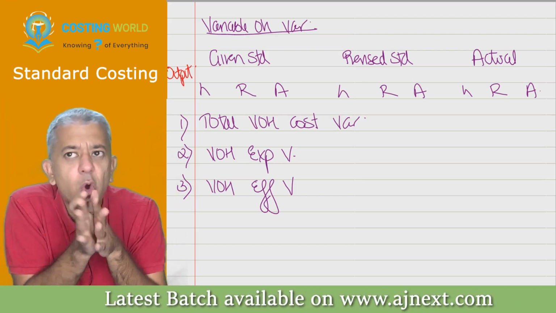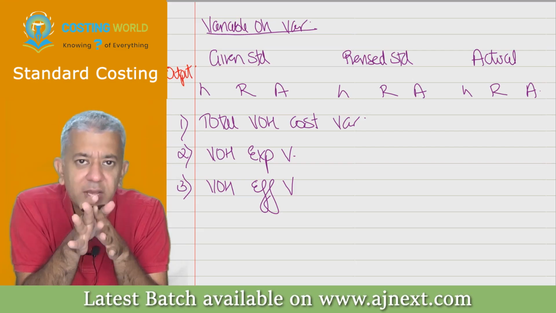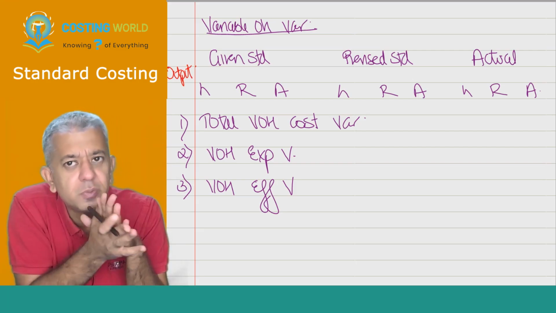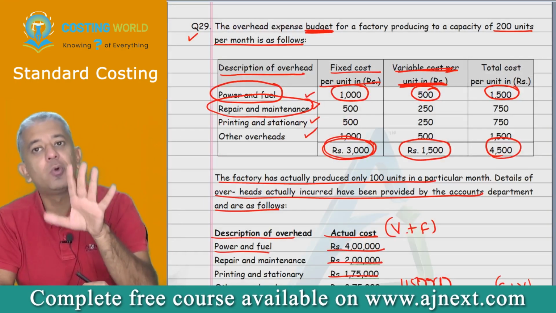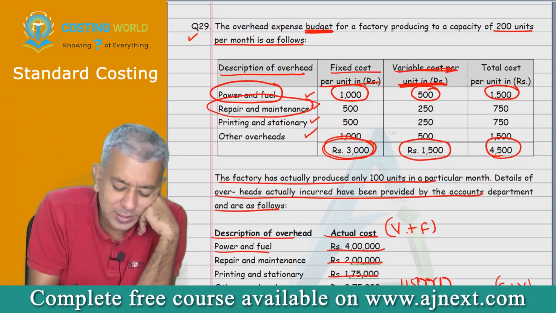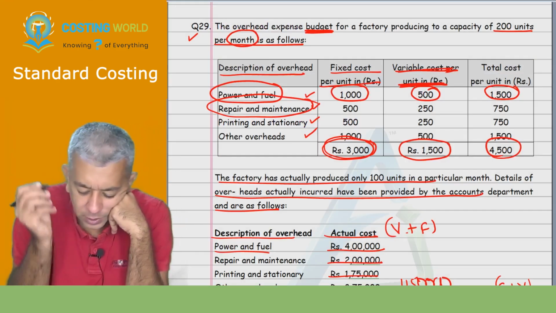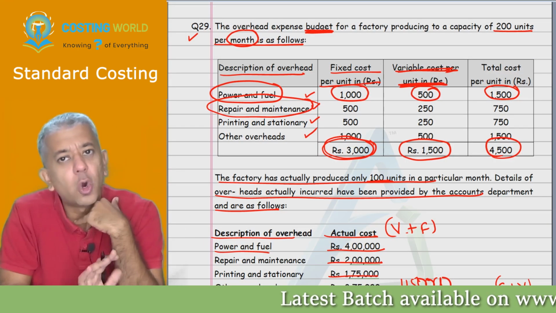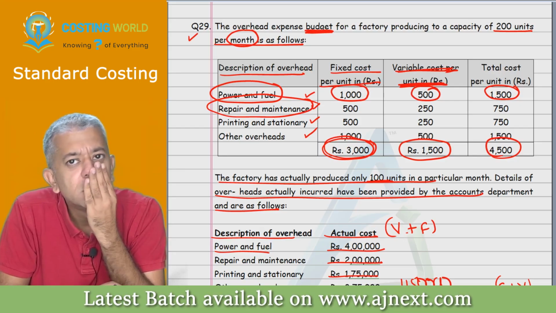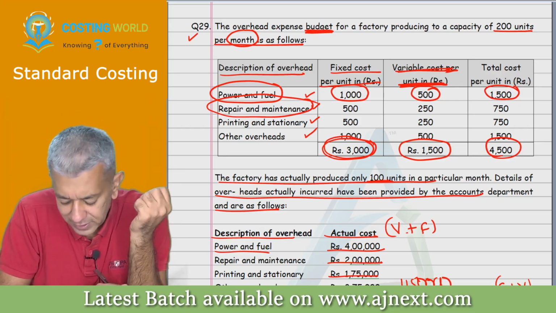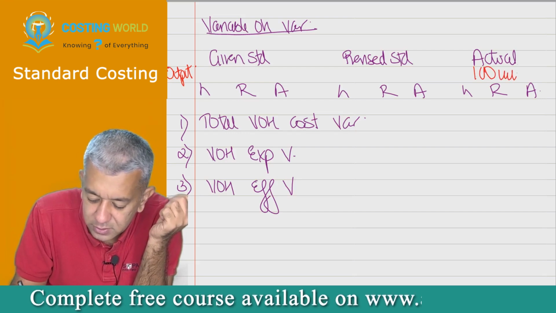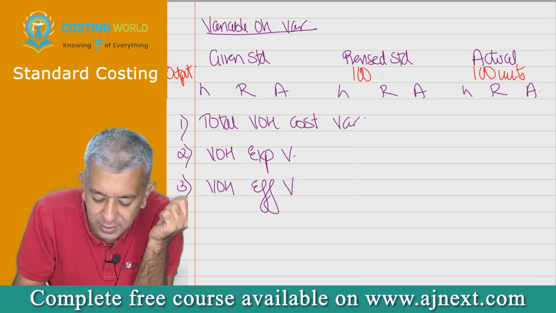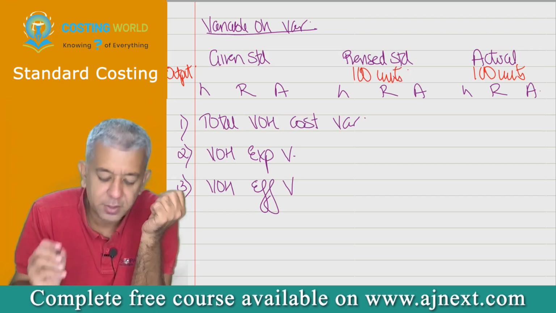Can we say we always prepare revised standard for actual output, no? Yes, sir. You all read the question and tell me what was the actual output in this entire month. I guess this is the data for a month. 100 units. Tell me how much I thought I will produce. 200. But we always prepare revised standard for actual output. So therefore, actual output was 100 units. Hence, revised standard will also be prepared for 100 units.